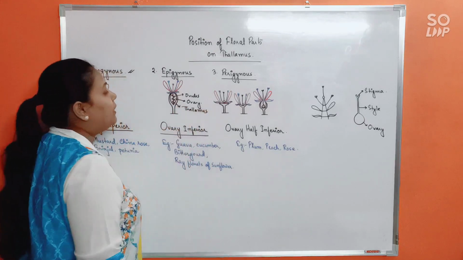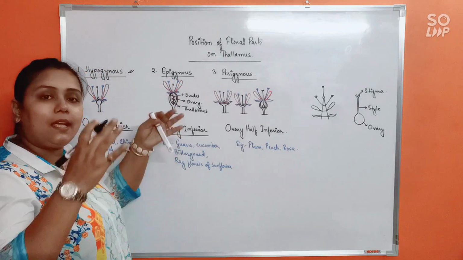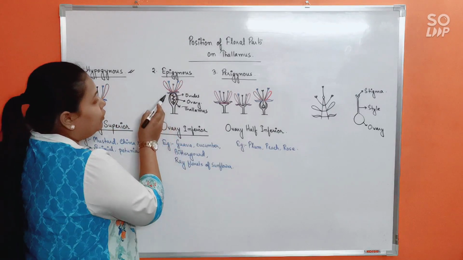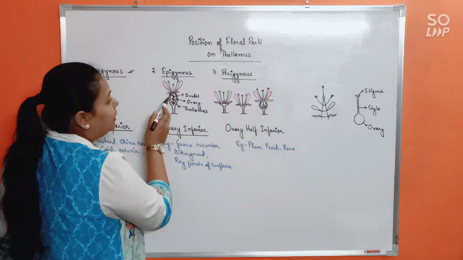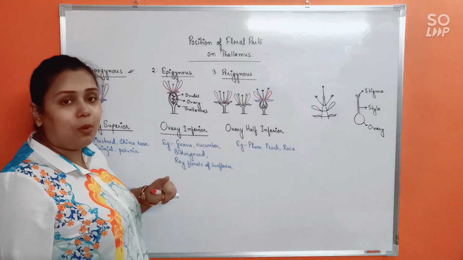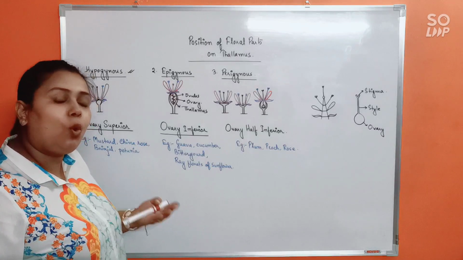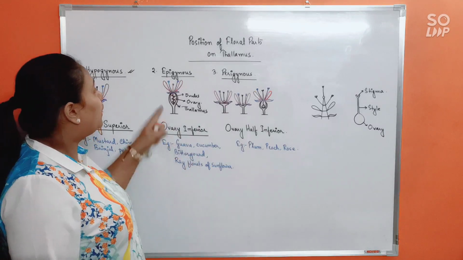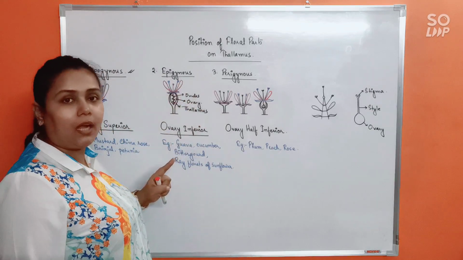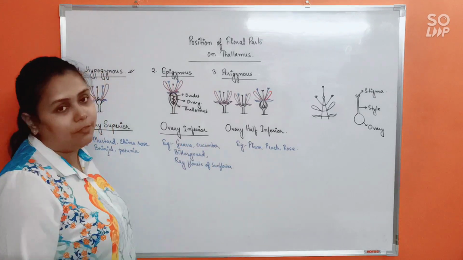So here what has happened is that the thalamus has fused with the ovary and it is completely covering the ovary. So the ovary is remaining at the base and the rest of the floral parts like sepal, petal, stamen, everything is arising from above the ovary. Okay, that's why, as the ovary is going to be below and the rest of the floral parts are going to arise above the ovary, we call it the ovary inferior condition or epigynous flower. Understood? Examples are guava, cucumber, bitter gourd, red florets of sunflower.